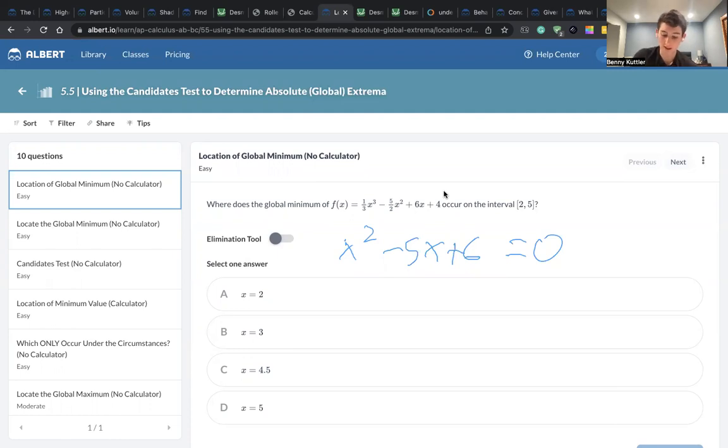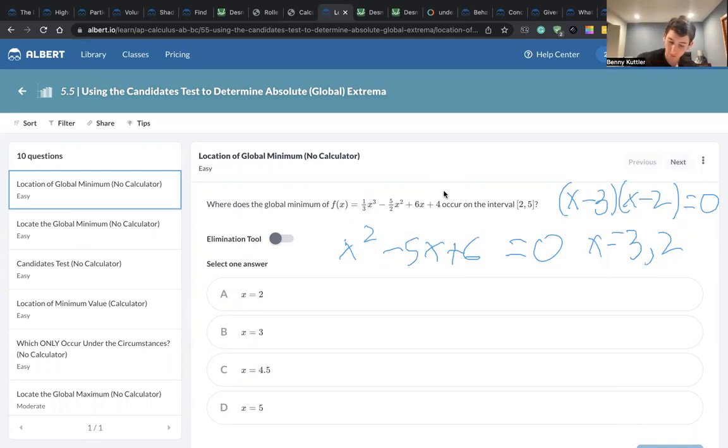So now we notice we can factor this as x minus 3 and x minus 2 equals 0. So this has zeros at x equals 3 and 2. So we know that those are either maximums or minima. Or we don't know that for sure, but those are our candidates.